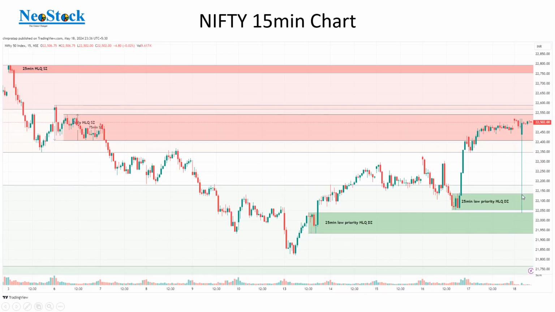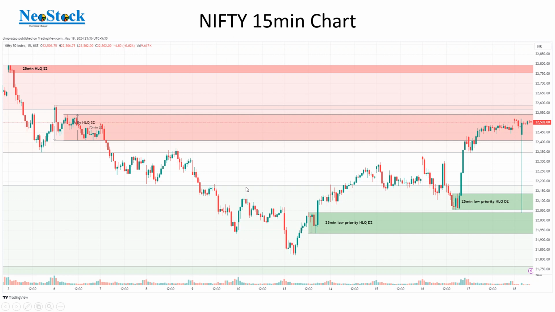You need to ignore this candle. It looks like this 75 minutes low priority zone is pierced, but that is wrong. This price action is wrong. So that's why again and again I am telling you, ignore this candle.